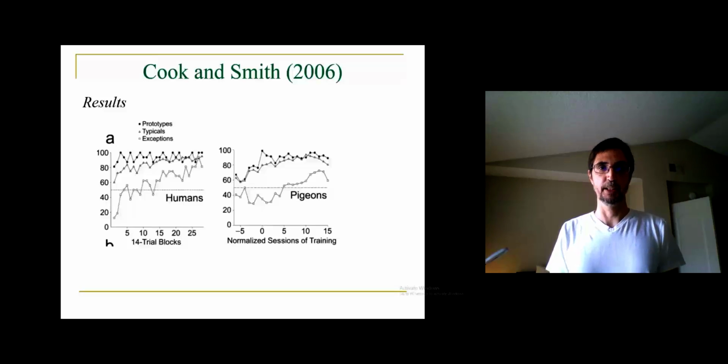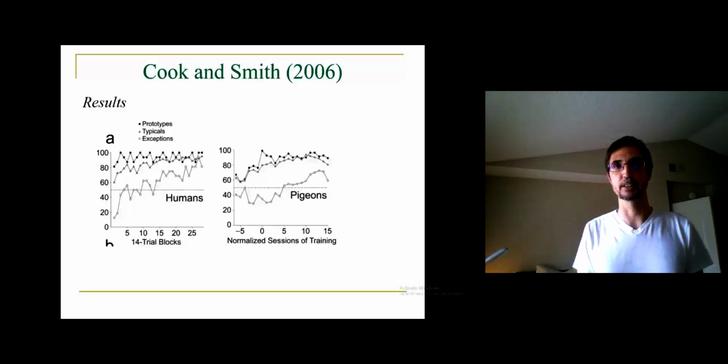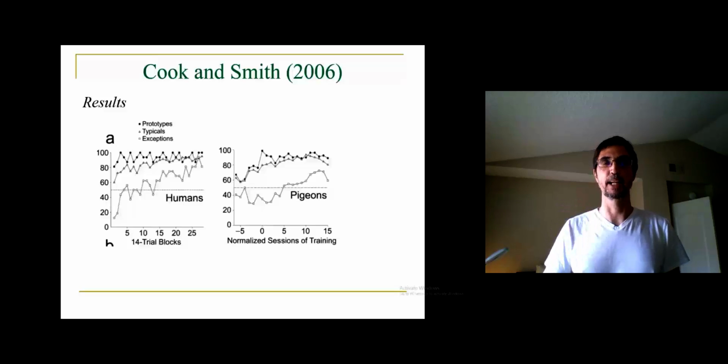And what you can see is that they learn to categorize the prototypes correctly faster than any of the other items. And the second fastest was the typical items. They got accurate very quickly, but not as quickly as for the prototypes. And they were slowest to learn the exceptions to the rule. And we see a very similar pattern with the pigeons, right? As blocks increased, their accuracy to categorize the prototypes increased the fastest, and then the typical items were the second fastest. And again, it took them a long time to learn the exceptions to the rule.